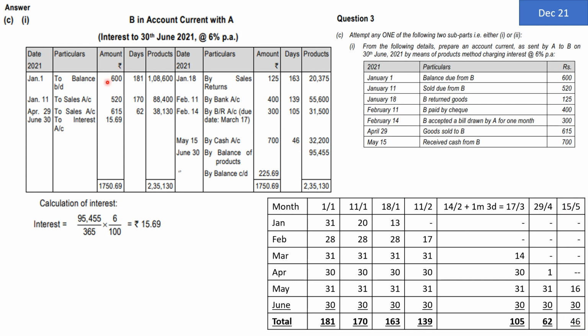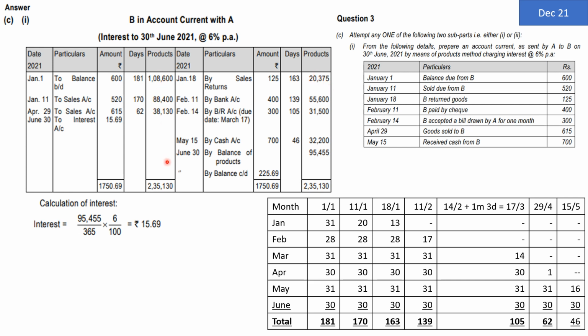Once we have completed the amount and the corresponding days in relation to each transaction, then we can find out the product. Product is equal to amount into days. For each of the transactions, we'll write down the product now. Thereafter, we'll find out the balance of product.